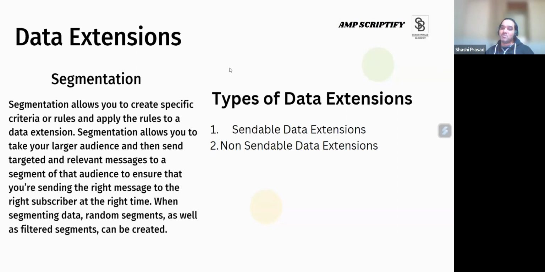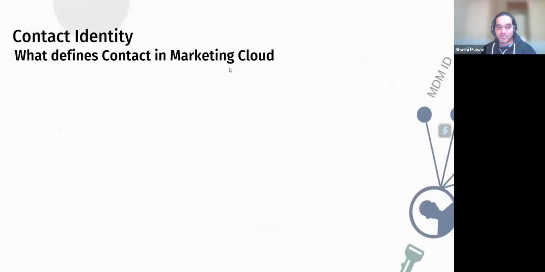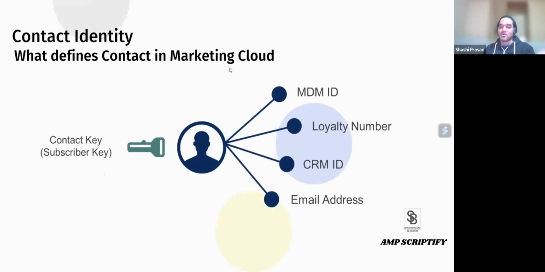So I've seen a lot of people forget to use non-sendable data extensions along with sendable data extensions. Non-sendable data extensions store information for the actions that you want to perform. If there are certain things, especially with Journey Builder or even automations, where you need tracking, those will come into non-sendable data extensions, right?